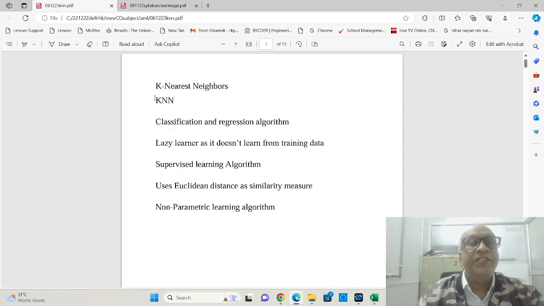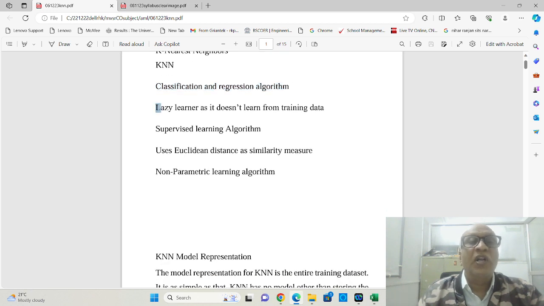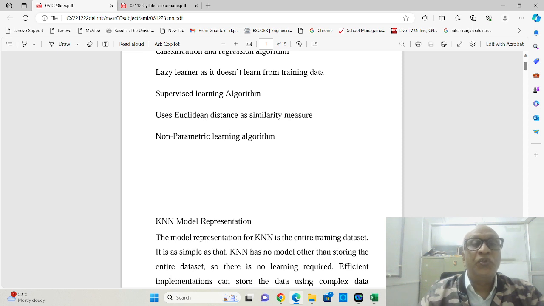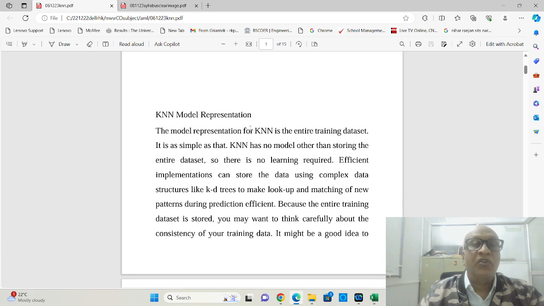So KNN, this is the short form. KNN stands for K nearest neighbors. It's a classification and regression algorithm. It is also called a lazy learner algorithm as it doesn't learn anything from training data. It is a supervised learning algorithm. It uses Euclidean distance as a similarity measure, and it is a non-parametric learning algorithm.